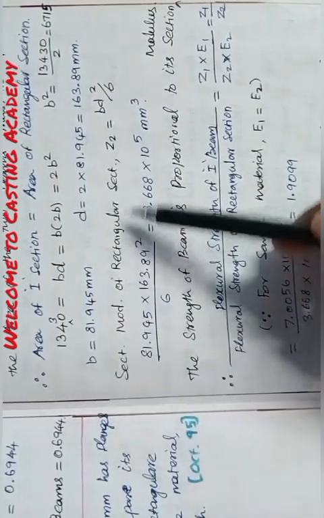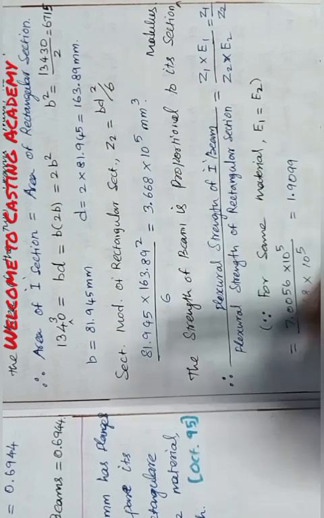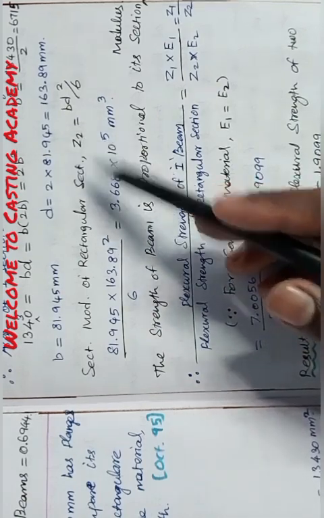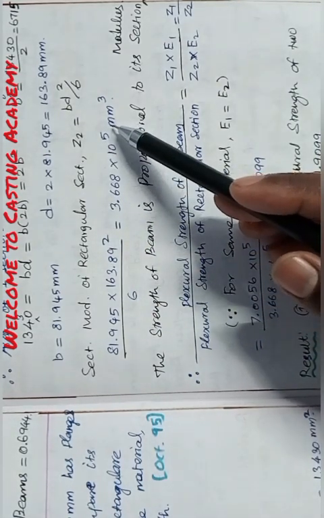So the section modulus of the rectangular section is Z2 equal to BD square divided by 6. So here the 81.945, put the breadth and the depth. Answer is 3.668 into 10 power 5 mm cubed.